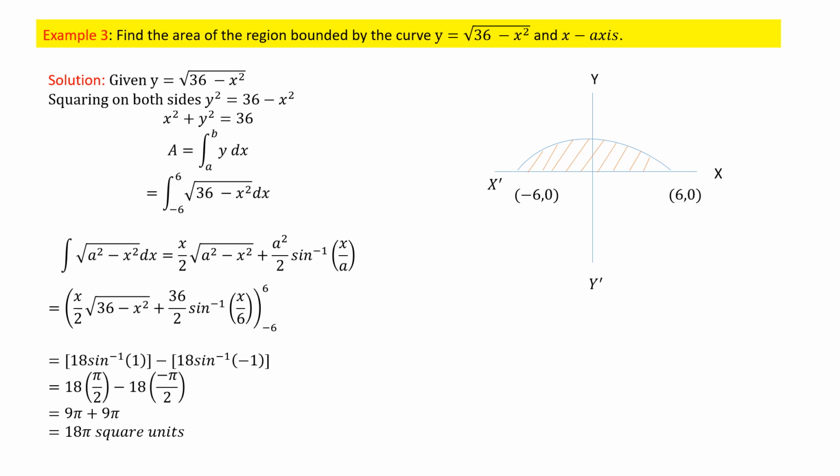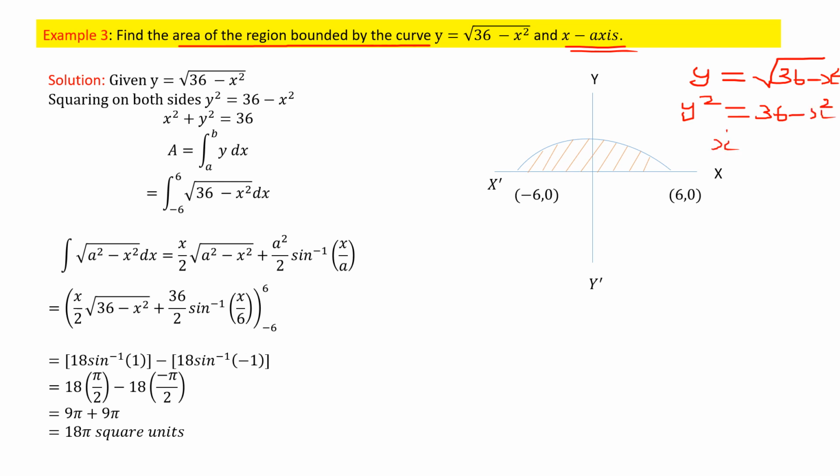Let us move to example number 3. Find the area of the region bounded by the curve y equal to square root of 36 minus x power 2. So we have y equal to square root of 36 minus x power 2. And the condition is it is only on the x-axis. So now I am going to square both sides of the given equation. That will give you y squared equal to the right hand side, the square root will get cancelled. We have 36 minus x power 2.